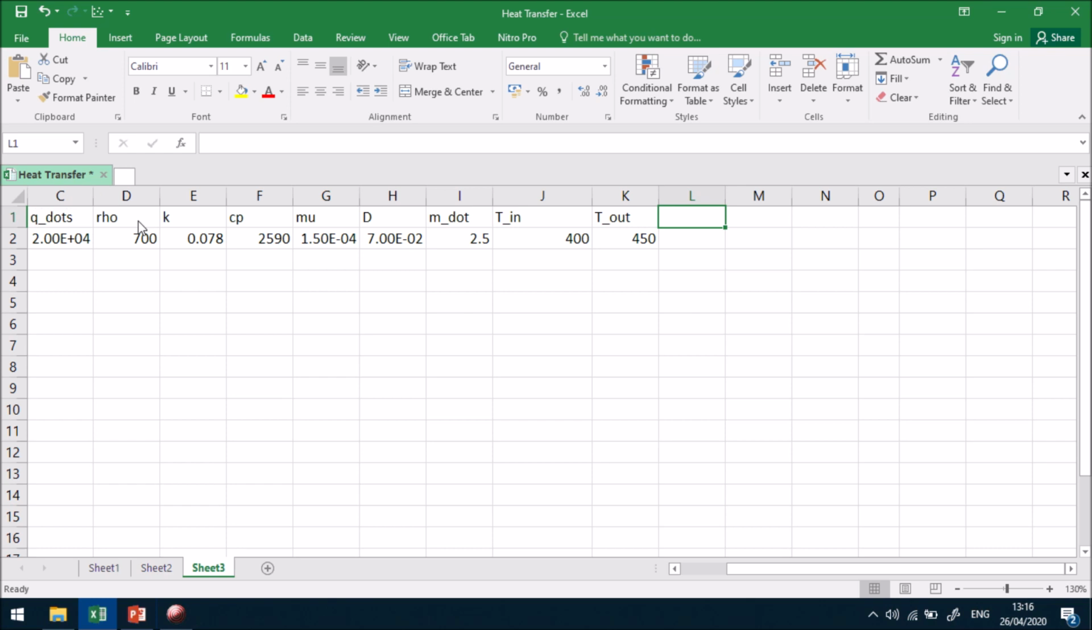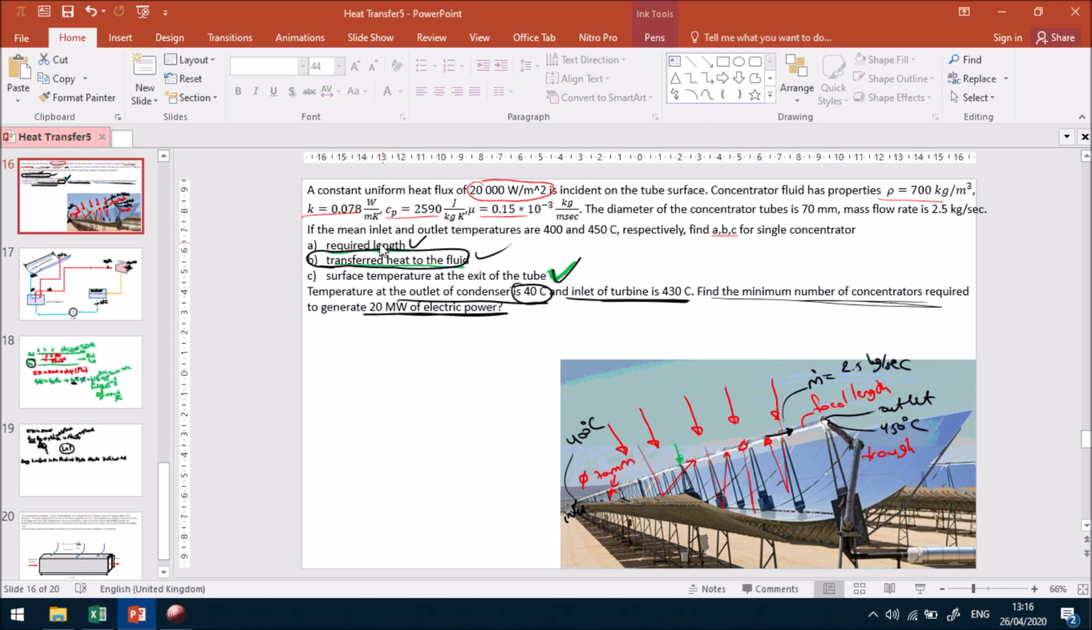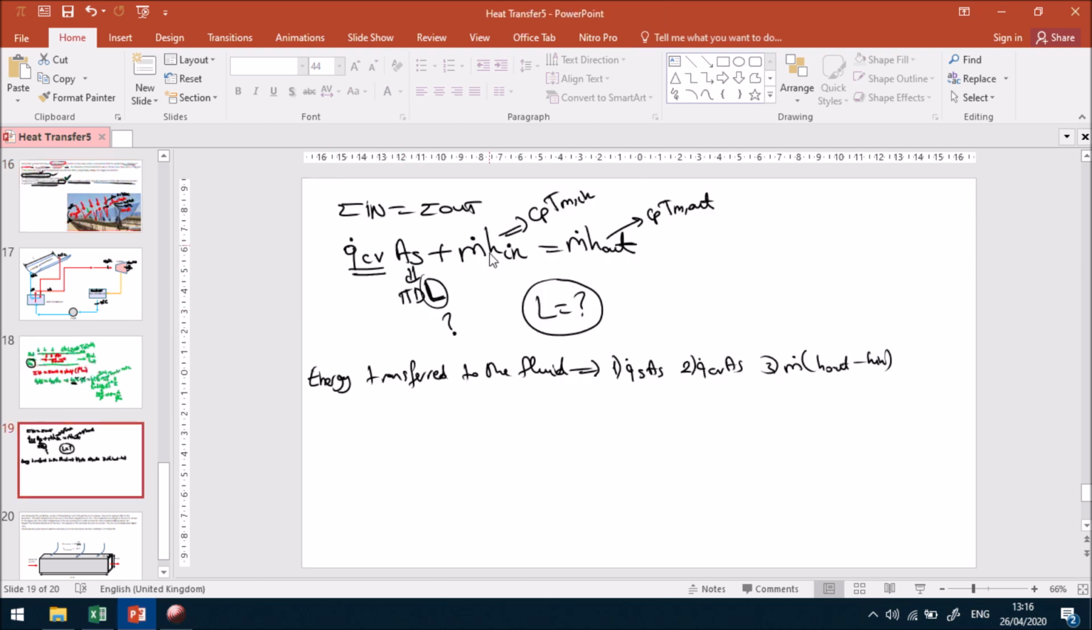Okay, now let's solve the problem one by one. So I will first find the required length, and then transferred heat and the surface temperature. Okay, we'll solve it one by one. So for the first part, I should find Q dot CV. Let me write it here.